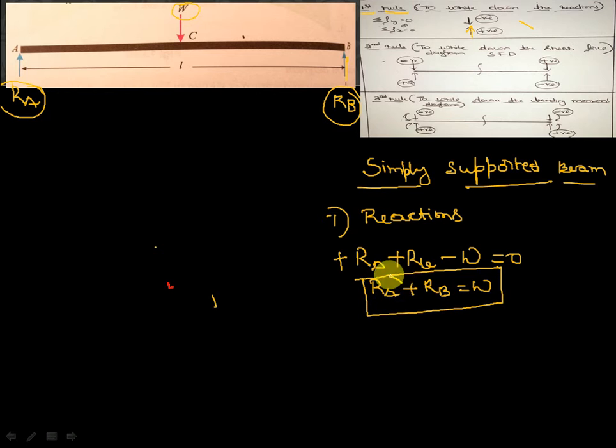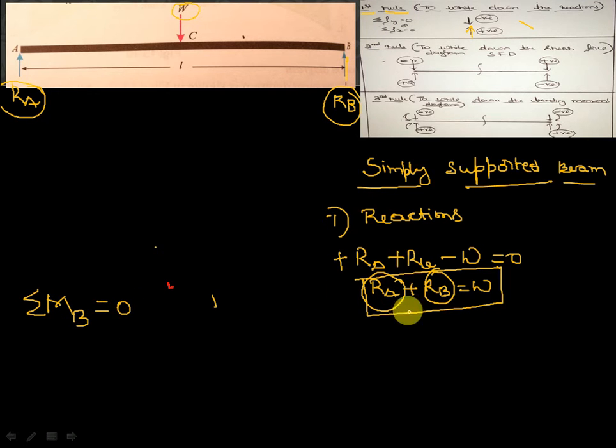Then I need to find the individual reaction, that is, what is RA and what is RB. To find RA and RB, you need to make the summation of moment at A equal to 0 or at B equal to 0. Any one of them you can make 0. I am just making the summation of the moment at the point B. At this point B, the moment is equal to 0. Okay, this is the second step.